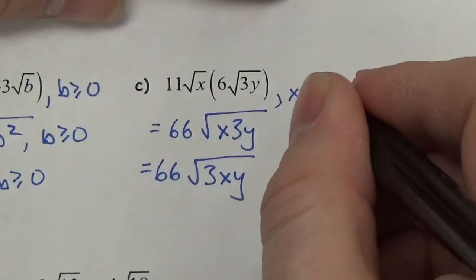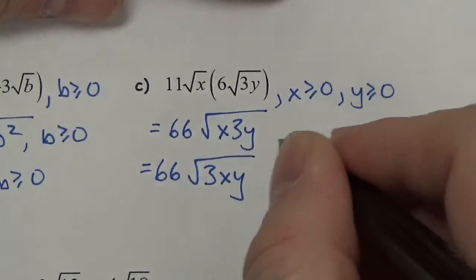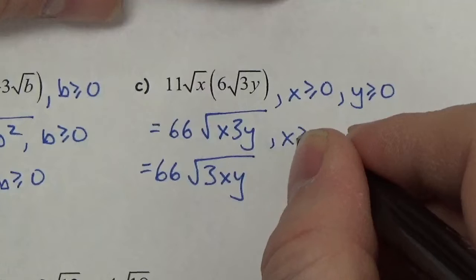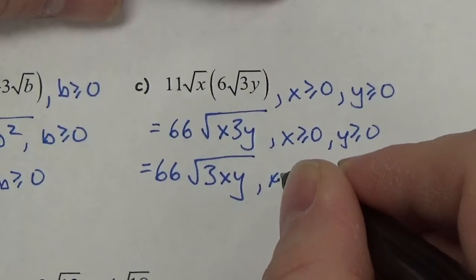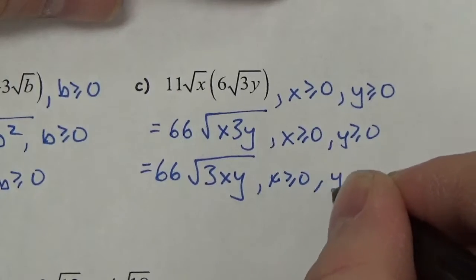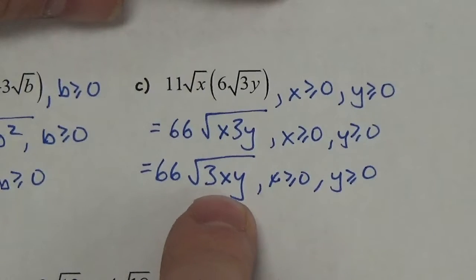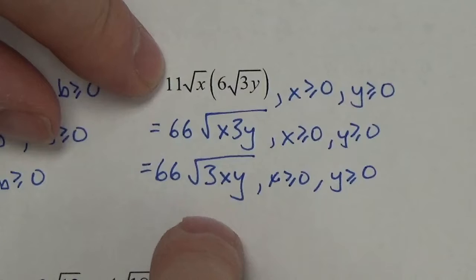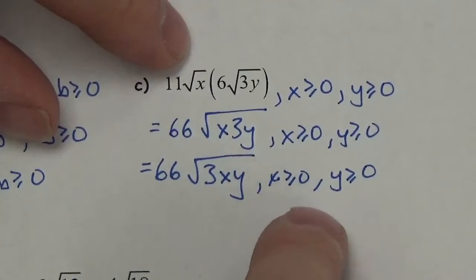Now, in this case, I know that x has to be greater than or equal to 0, and so does y. And this carries all the way down to the end. Now, here's the funny thing about this one, though. I didn't actually need to write these, because once I get down to the bottom, I can look at this. That restriction still holds. In fact, the fact that the x and the y are still under the radical, just like they were up here, means that these restrictions still hold.